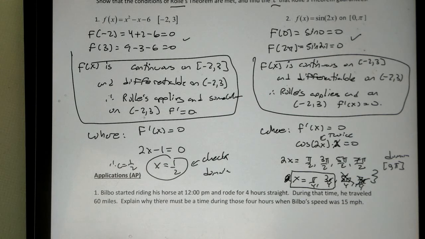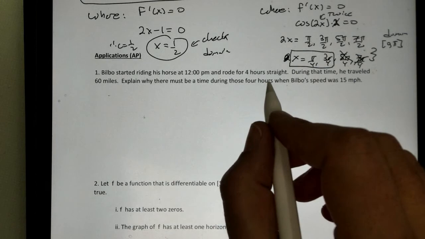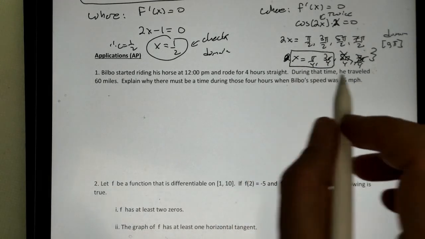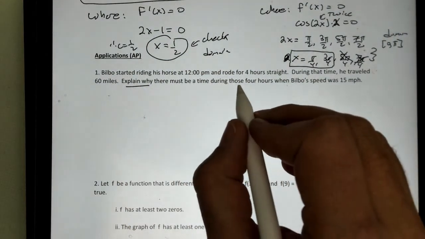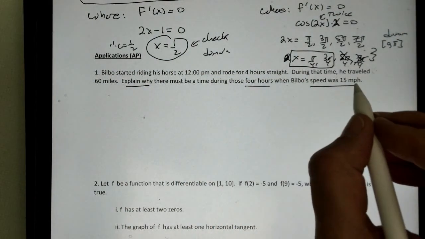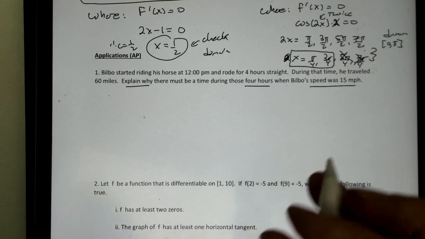All right. Real world example. So this is a kind of question we tend to see on the AP a lot nowadays. It's popping up, and not just in the AP, but in life in general. Bilbo started riding his horse at 12 p.m. He rode for 4 hours straight, and during that time, he traveled 60 miles. We want to explain why there must be a time during those 4 hours his speed was exactly 15 miles per hour.